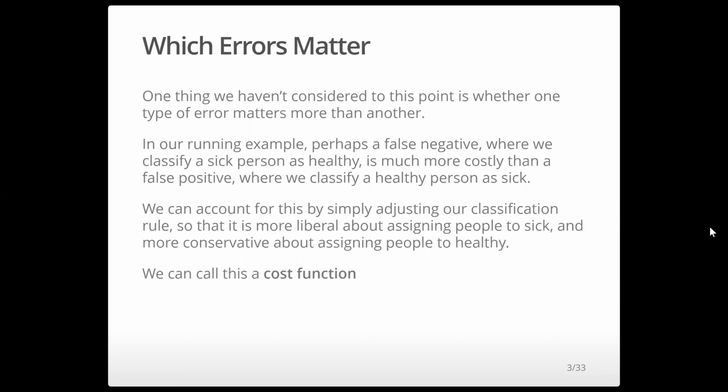One thing we haven't really considered yet to this point is whether one type of error matters more than another. So in our example so far, maybe a false negative where we classify a sick person as healthy is much more costly than a false positive. In a false negative situation, you might clear someone to enter a crowded space, but if it turns out that they're actually sick, they might get a bunch of other people sick, and that might be very costly. So we can account for this by adjusting our classification rules so that it's more liberal about assigning people to being sick and more conservative about assigning people to healthy. We call this a cost function.